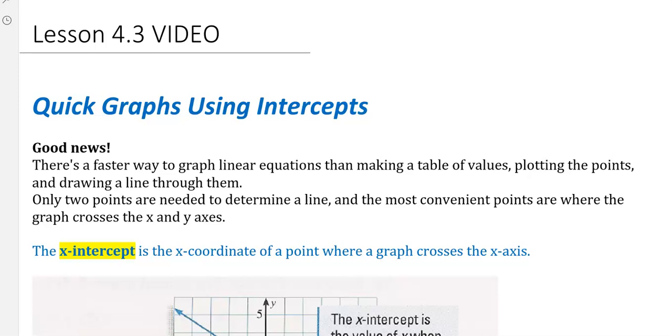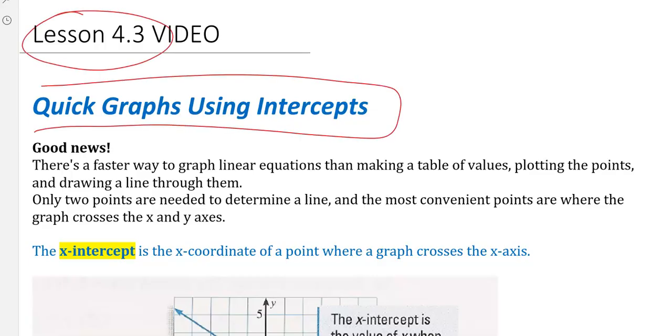Today we're looking at lesson 4.3. We're doing some quick graphs using intercepts.